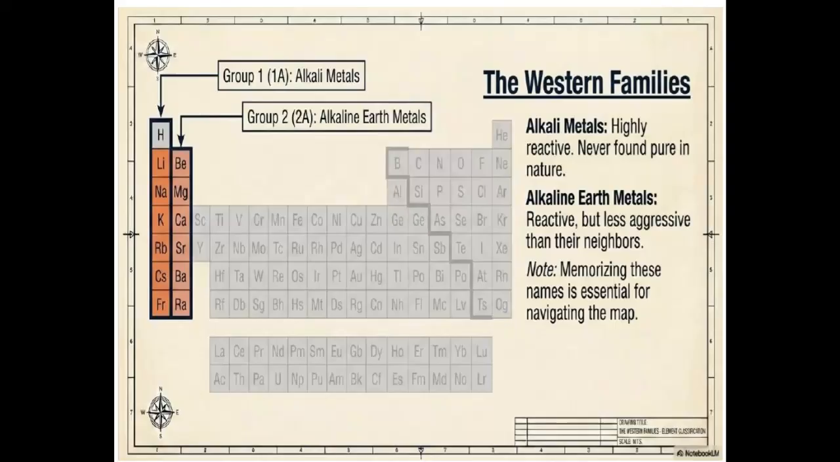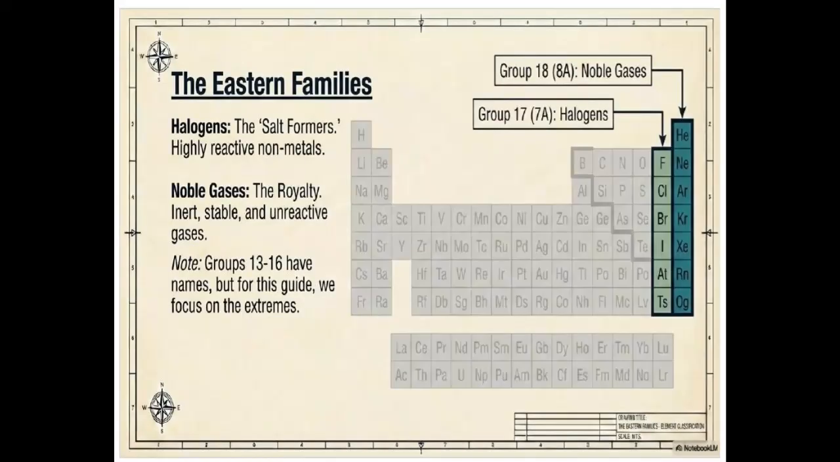There's a couple more. On the other side, we have the last column, which are your noble gases. And there's a reason why they are in the last column. We'll look at that next week. And then we have the halogens. Like the alkali and alkaline earth, the halogens are extremely reactive.